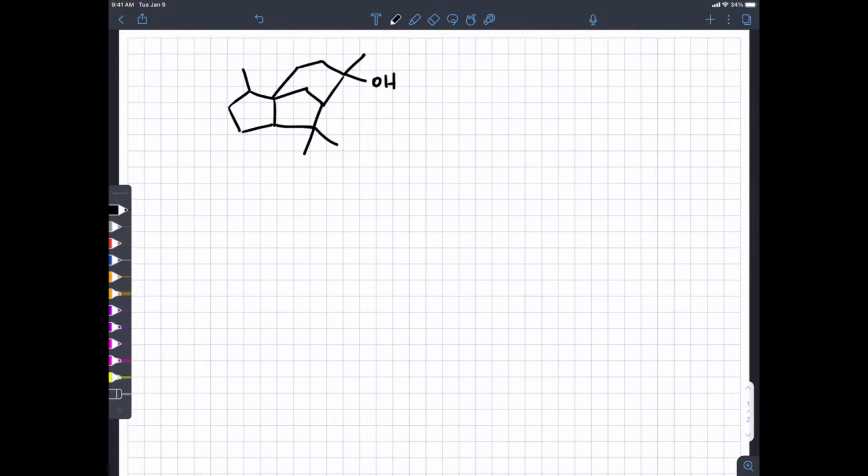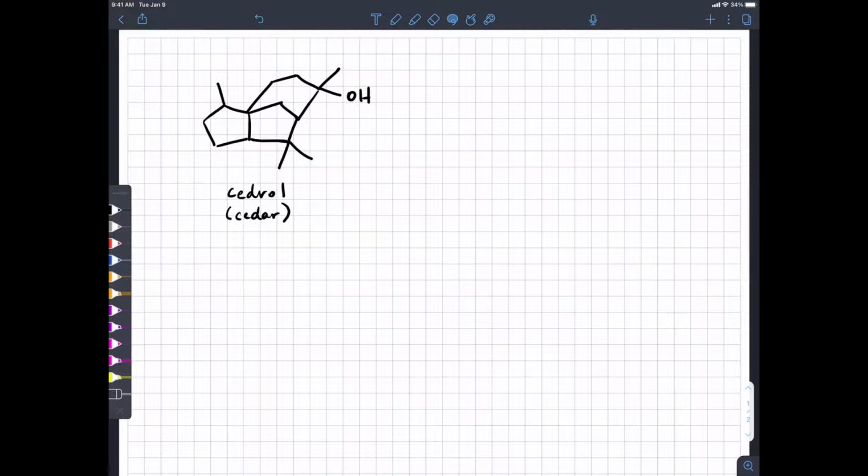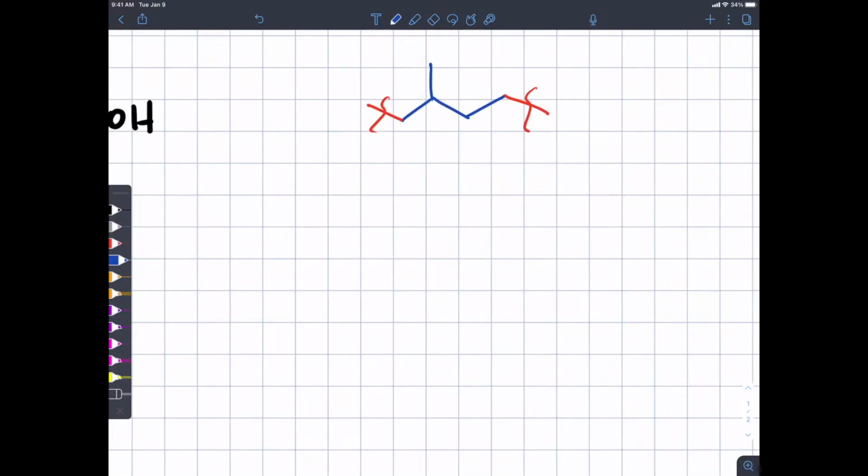Okay, so this is called cedral, and it unsurprisingly is from cedar. If you count the number of carbons there, there's 15. So this is a sesquiterpene and has 3 isoprene units. Remember that when we're looking for isoprene units, we're looking for the framework of sigma bonds that follows this pattern. And the way I've chosen to number these things is 1, 2, 3, 4, and 5.